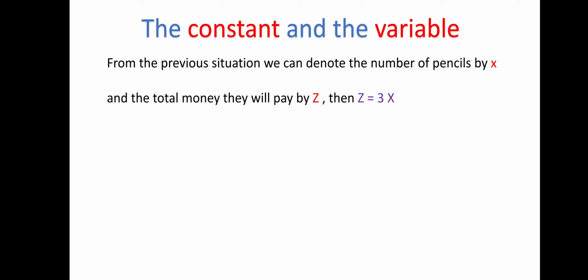So we say the constant doesn't change. A number doesn't change. But the variable is a lot of numbers. It changes according to the situation. So we denote the number of pencils by X because it's variable. And the total money is denoted by Z, which is variable also. So Z, which is the total number, is equal to 3 multiply X, where 3 is the constant, which is the price of the pencil.